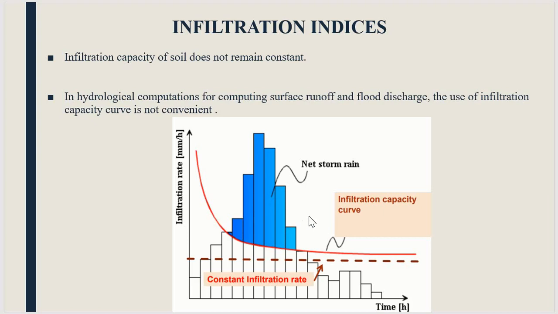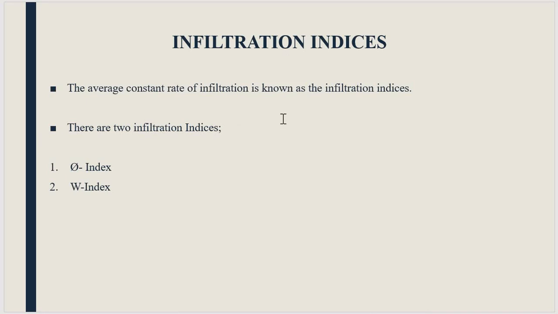But this kind of calculation is not always possible in hydrological computation for computing surface runoff and flood discharge, because it is not that convenient. So it is more convenient to use the infiltration indices, or the average constant values of infiltration rates. These values are always convenient and accurate. Let me explain what infiltration indices are. These are the average constant rate of infiltration.